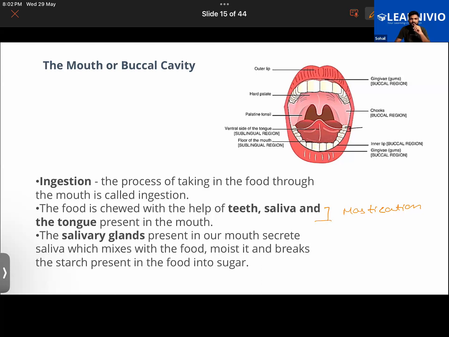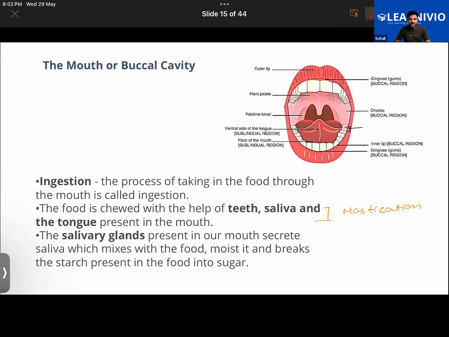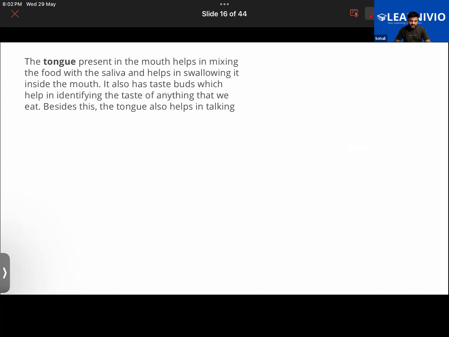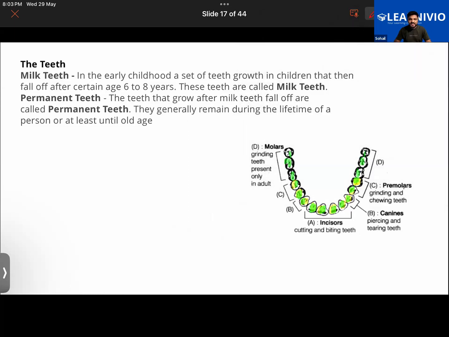Yes, sir. Okay. Now we are going to first of all learn about teeth. What are the different types of teeth, the number of teeth, and what function the different teeth have to perform. Later on, we're going to learn about the tongue and then saliva. So let us learn about the role of teeth in digestion.